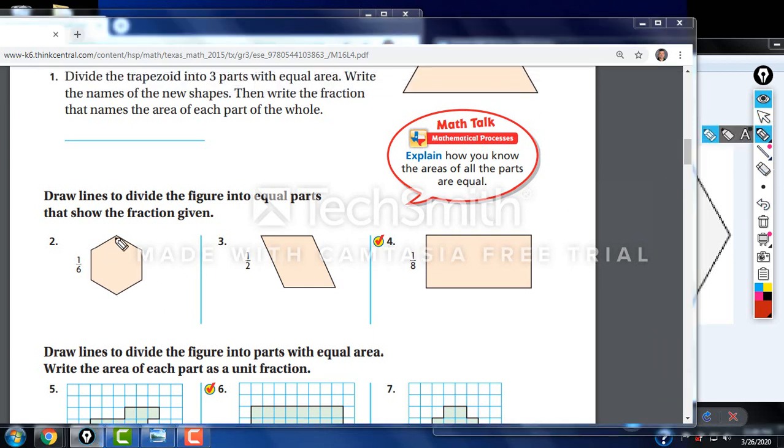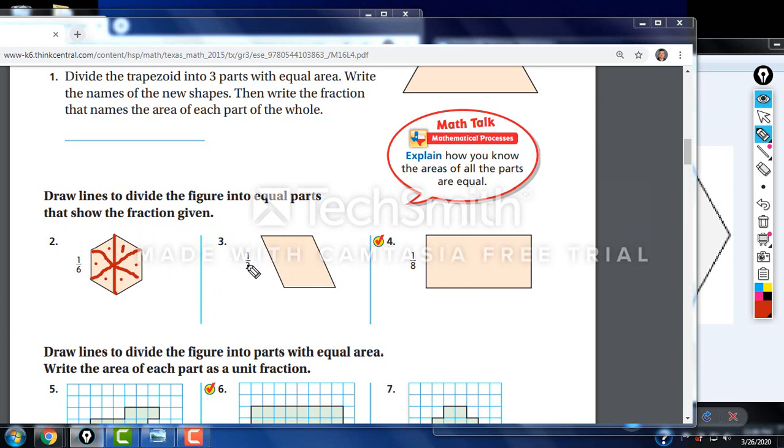So first thing I do, I'm going to go divide it like that. Then I go vertice to vertice, divide it like that. Then I go here and here. And then I want to check, do I have 6? 1, 2, 3, 4, 5, 6. Does that satisfy that? Sure it does.